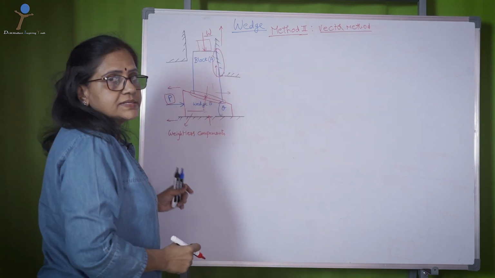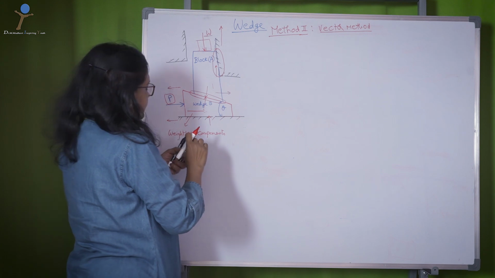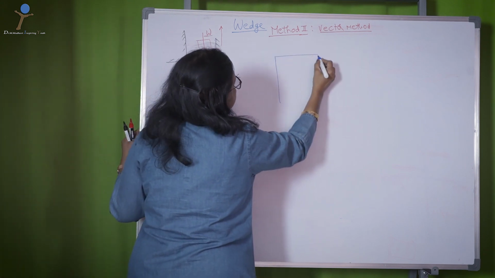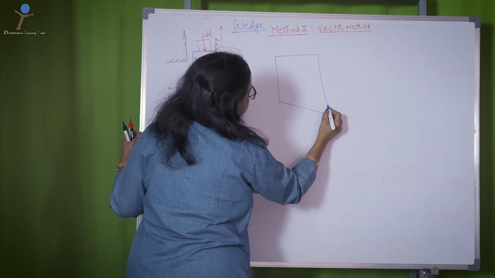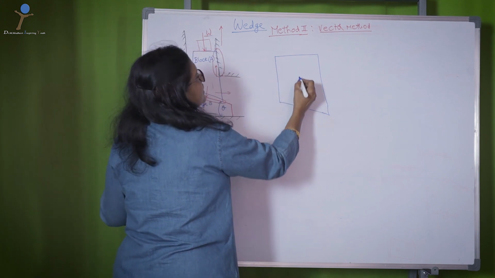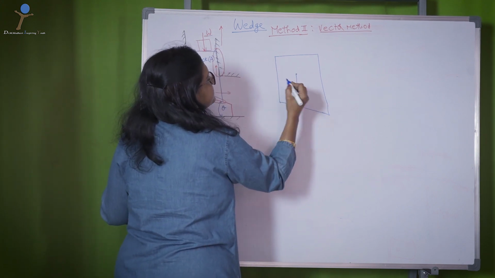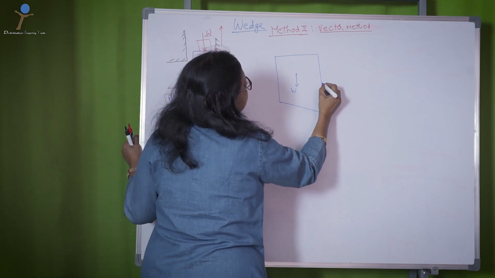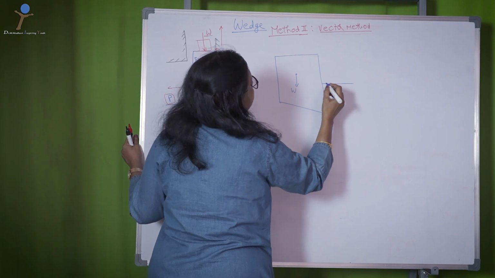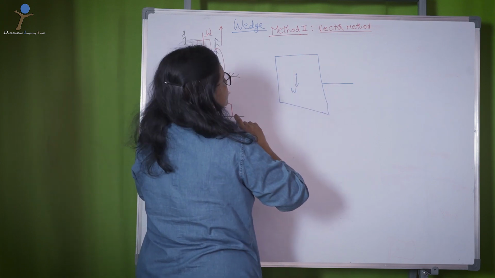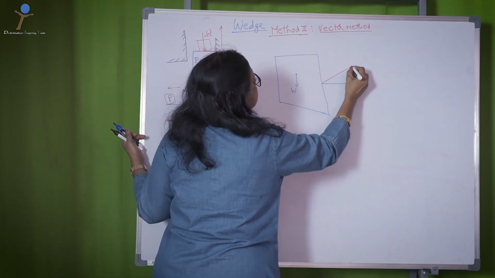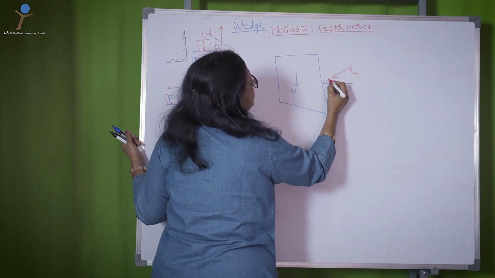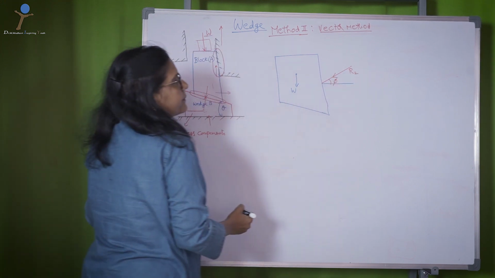Okay, now in this, let us first take the block. Now on the block, suppose this is the block. You have weight W, okay? Then you consider the reaction that is caused, resultant reaction, I call it as R2, which is at an angle of phi.